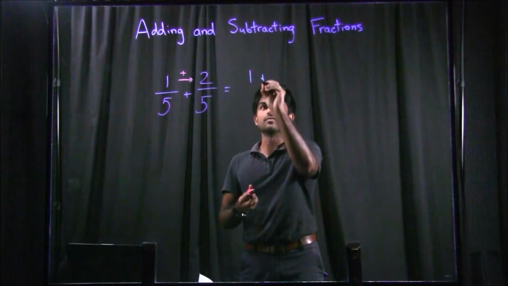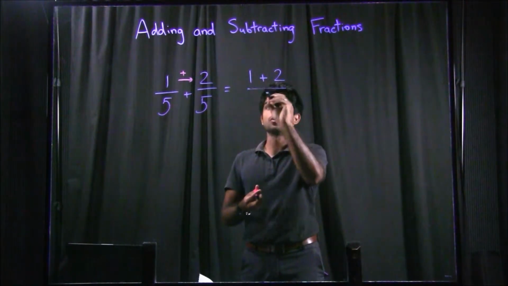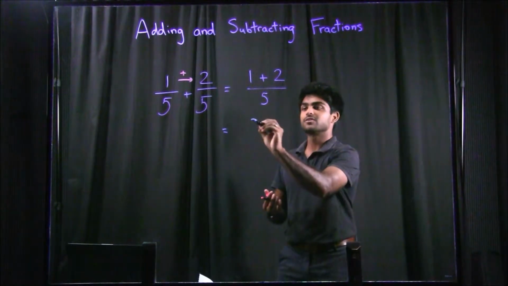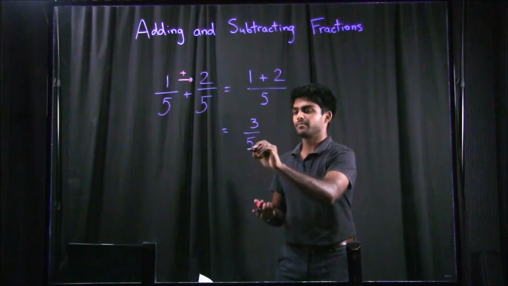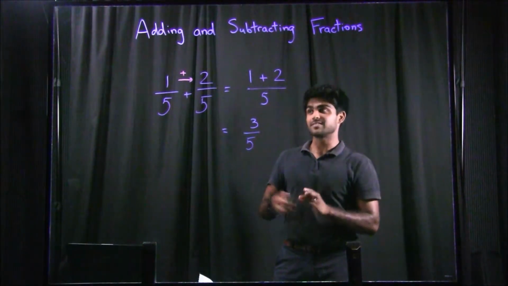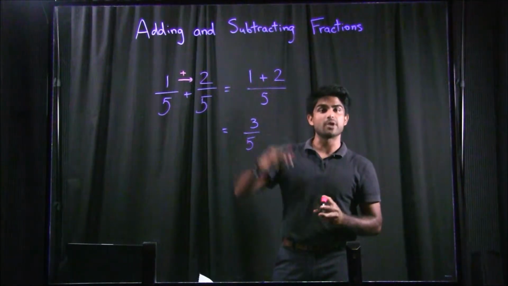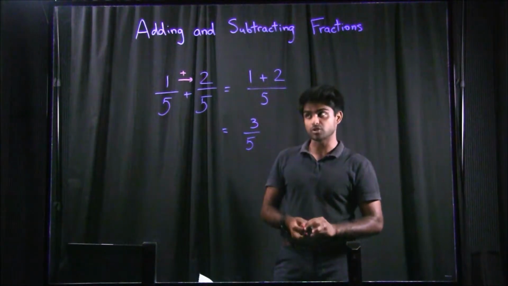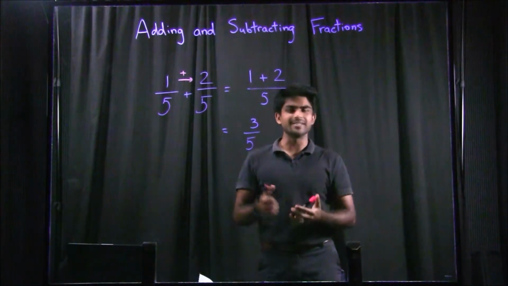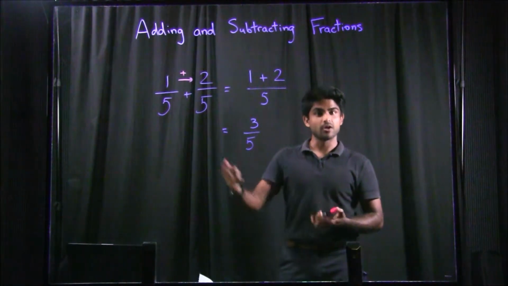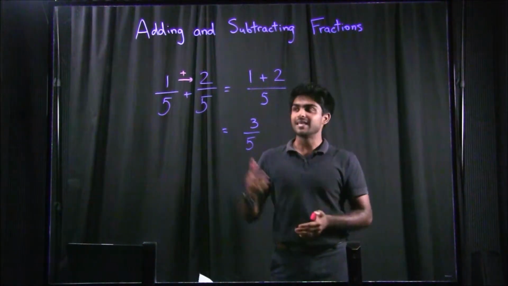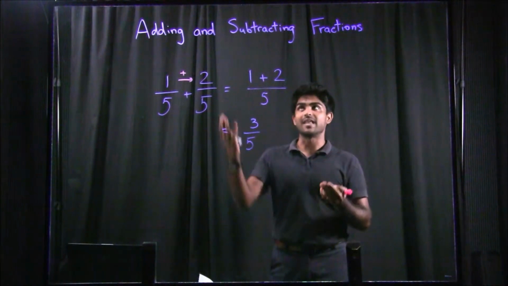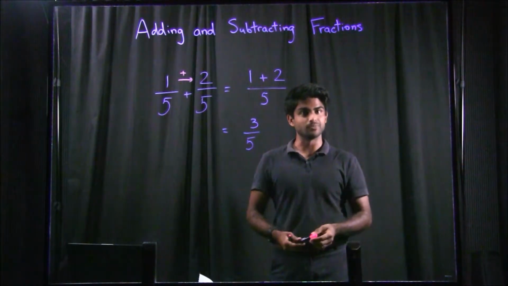All we then have to do is add our two numerators together and we keep the denominator the same. So what we end up with is 1 plus 2 over 5, and when we simplify that we get 3 over 5. So when the denominators are the same, we just add the numerators across and your final answer is 3 over 5. The tricky part is when the denominators are different. So in this lesson we're going to look at how to change these denominators to become the same so we can then add or subtract them as we need to.